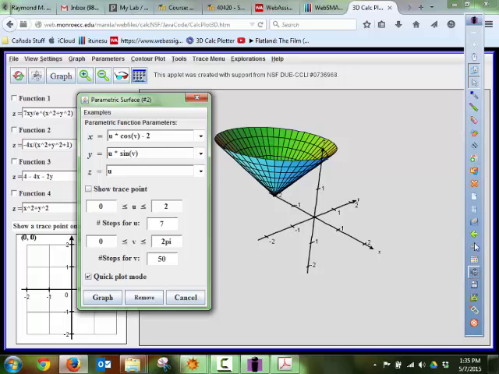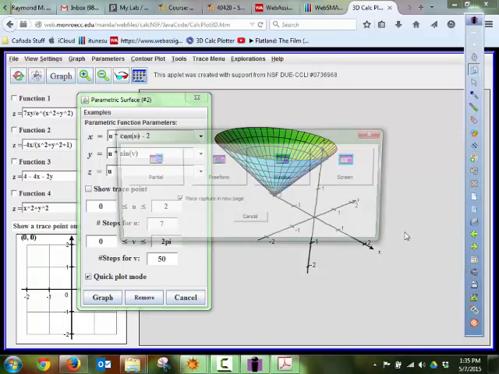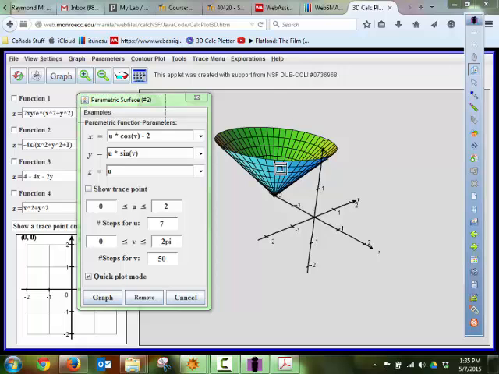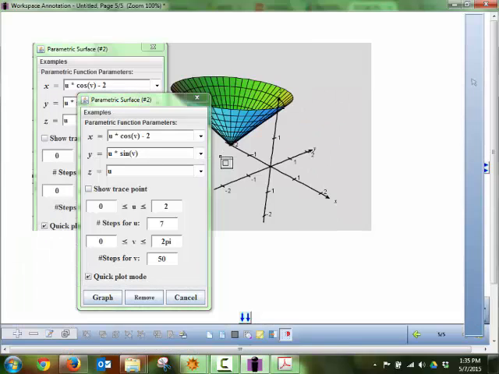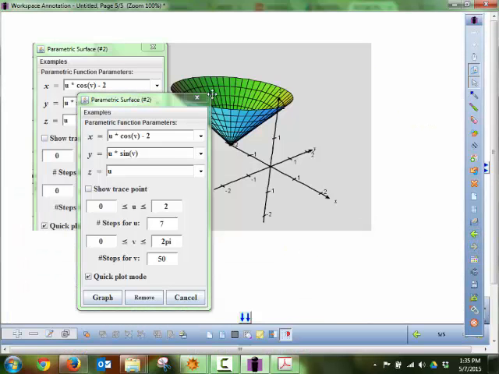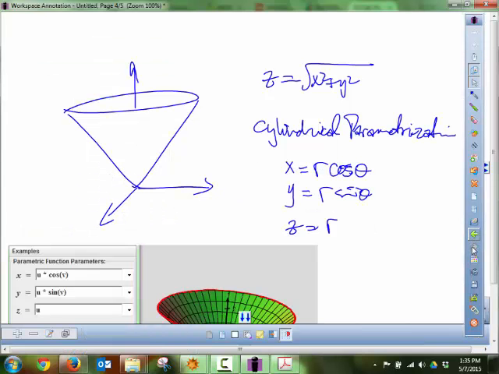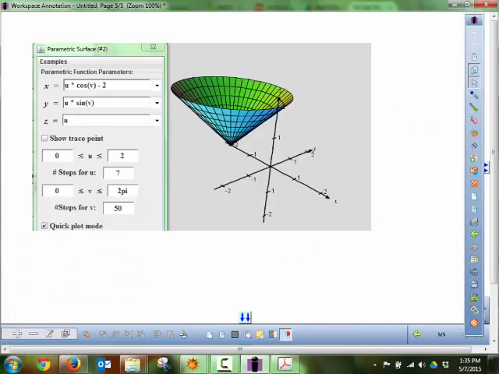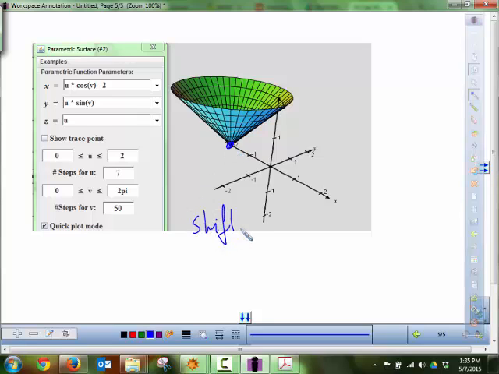So we might as well take a picture of this as a shift as well. So the cone shifted by putting a -2 in the x direction. So we got a shifted cone. Okay?